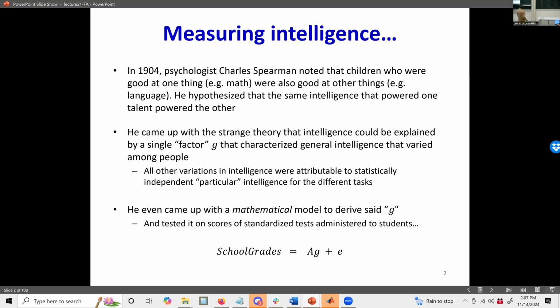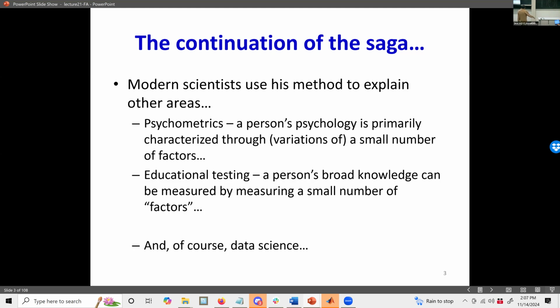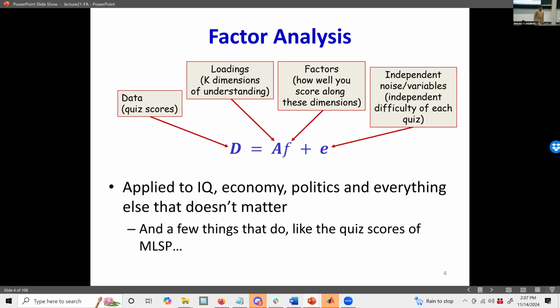So you can use the same thing for psychology, right? Psychometrics. A person's psychological responses to a variety of different things are explained by a bunch of different factors. Or educational testing. A person's broad knowledge in a variety of subjects can be explained through a small number of factors. Or data science, or your quiz scores. So now that we have some way of defining this, I can try to analyze you guys. And how would I analyze you guys? I analyze your quiz score. So D here is every person's quiz score.